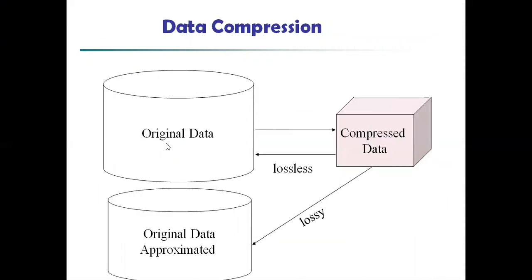If you see the data compression, this is your original data. By using any technique, we can compress the data. When you reverse it to the original data, it will be lossless. That means the information which you have compressed or reduced will not be lost when compared with the original data. That is the data compression technique. Sometimes it may have reductions, so the original data is approximated, that is lossy data. But usually the compressed data will be lossless, so it can come back to its original form.